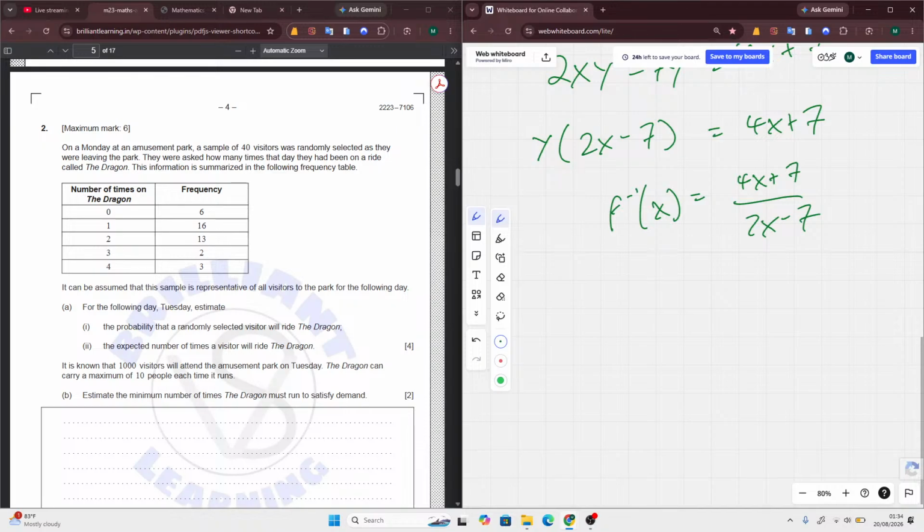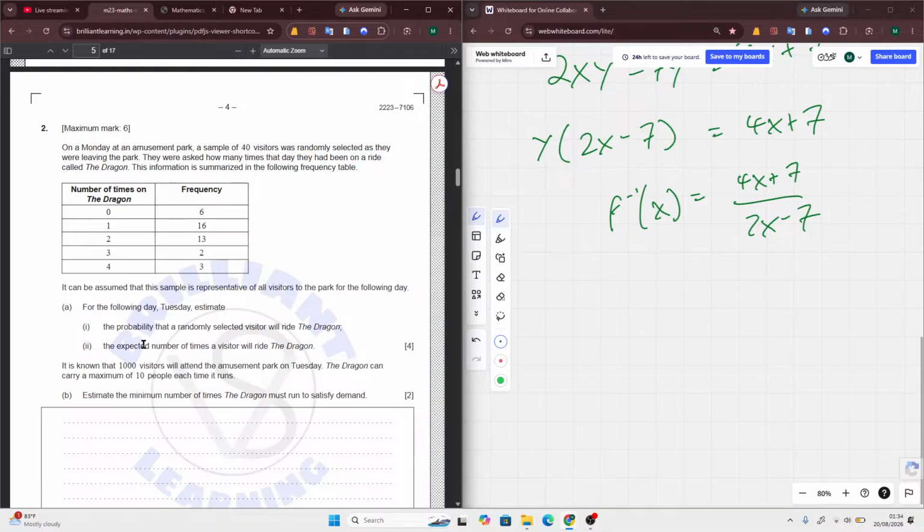On the following day, Tuesday, we estimate the probability that each visitor will ride the Dragon and the expected number of times each visitor will ride the Dragon. Okay, well, this is the data for the Monday. I think from an estimate standpoint, we're assuming that this is carrying over, basically, that the proportions will remain the same because we've been told that the sample will be representative of all visitors.